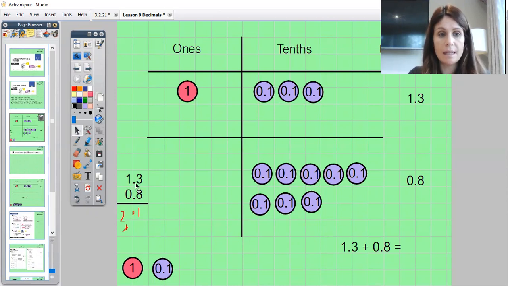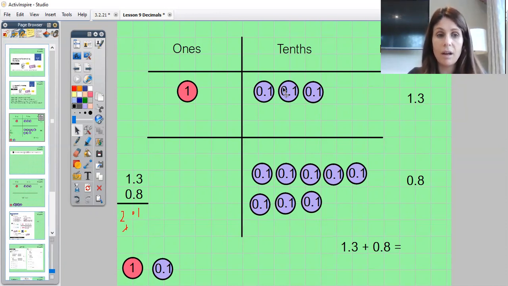So I've got in this number here, let's move me out of the way, look, don't need me there. In this number here, we've got 1 whole, so 1 ones, which is this one, and 3 tenths, because it's in the tenths column. So that's 1, 2, 3. 3 lots of 0.1 makes 0.3, which is our 3 tenths. Okay, in this number here, we've got no whole ones, so no ones at all, so we've got nothing here, and then 8 tenths. 1, 2, 3, 4, 5, 6, 7, 8. 8 lots of 0.1 makes 0.8. Hopefully you're okay with that and you understand that.